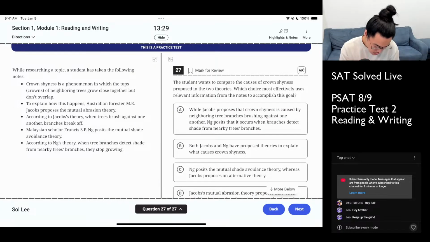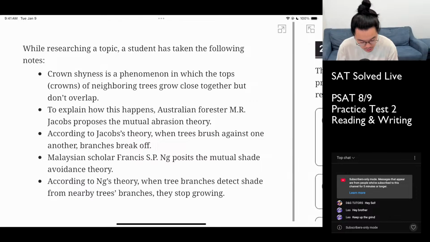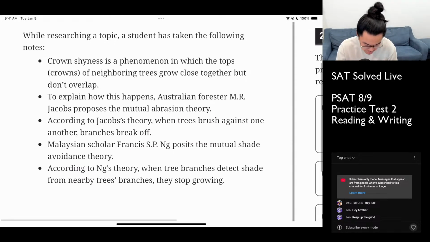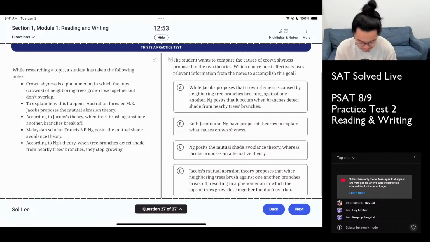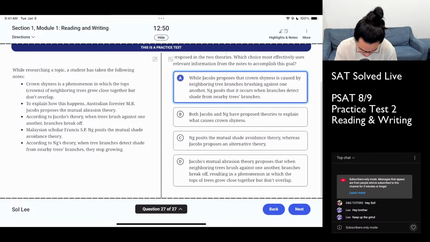Okay. Crown shyness. Tops of trees are close together but don't overlap. That's such a funny word. Mutual abrasion. Branches break off. Malaysian scholar posits the mutual shade avoidance. They stop growing. Huh. So do they break off or do they stop growing? Compare the causes. The first cause is the breaking of the branches, and the second cause is the losing of the shade or increasing of the shade. Brushing, shade. It has to be A.